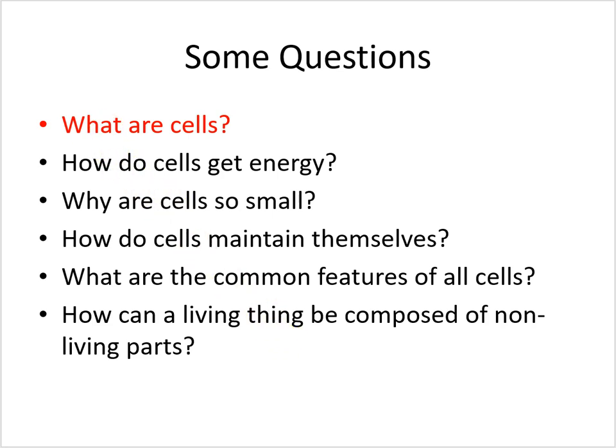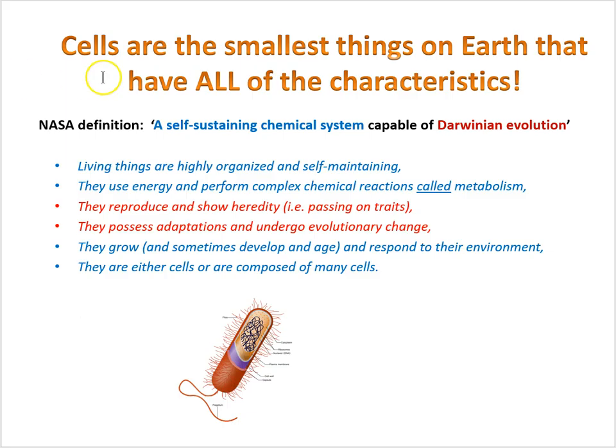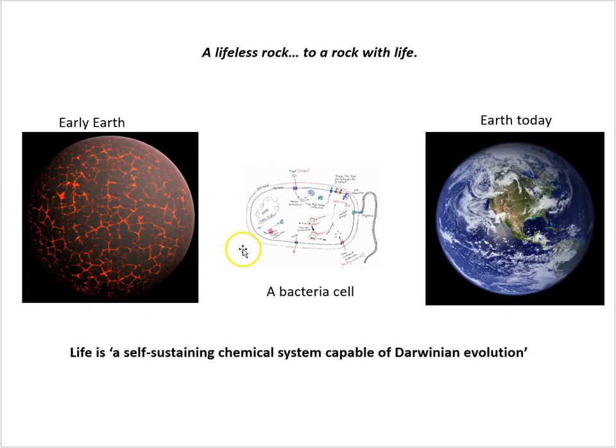For the first question, we'll just remind ourselves that cells are the smallest things on Earth that have all of the characteristics on this list. So cells are the smallest fundamental units of life. And as such, they are responsible for that amazing transition from a lifeless planet to a planet with life. It was the appearance of the first cells that triggered the colonization of our planet with living things.